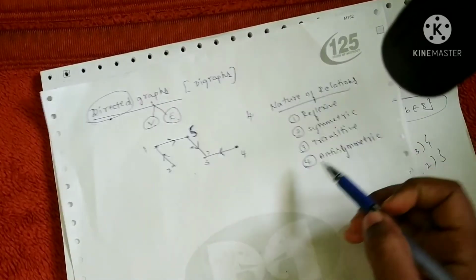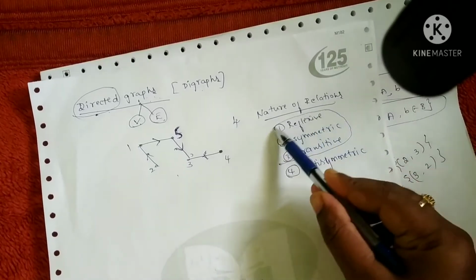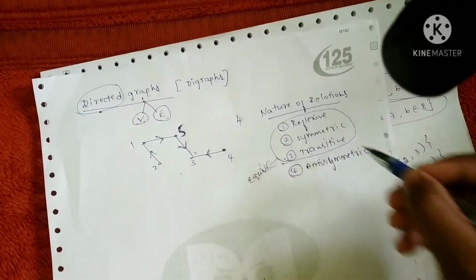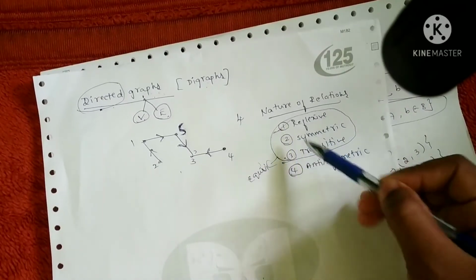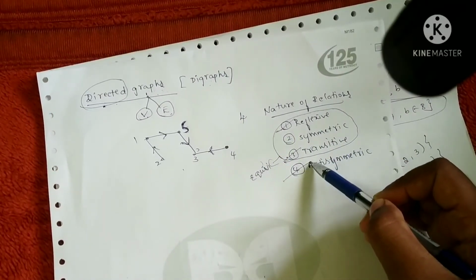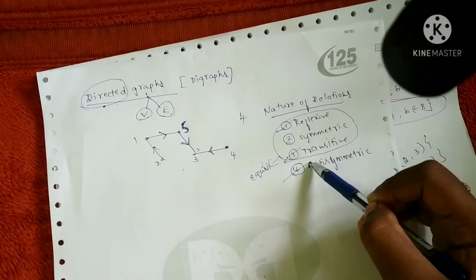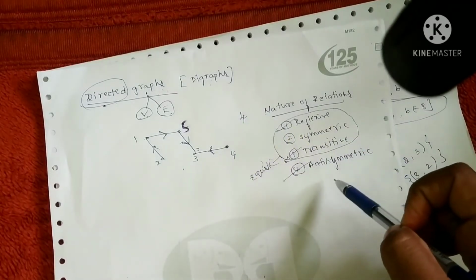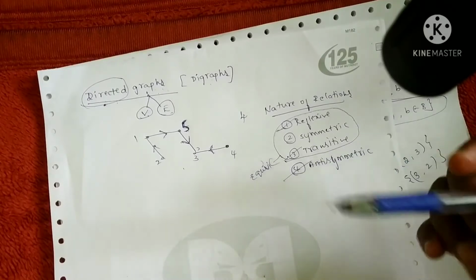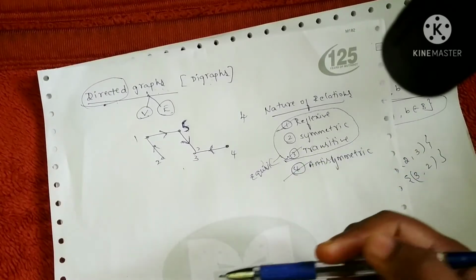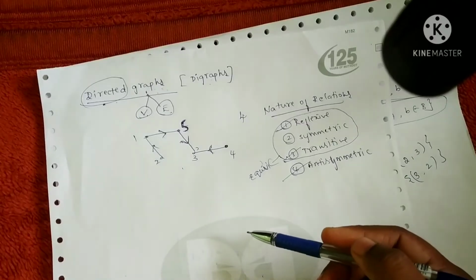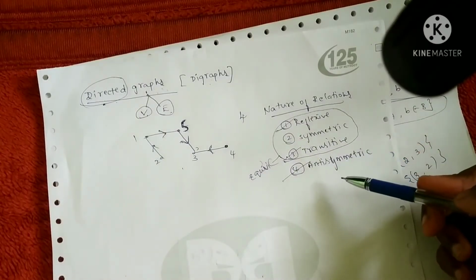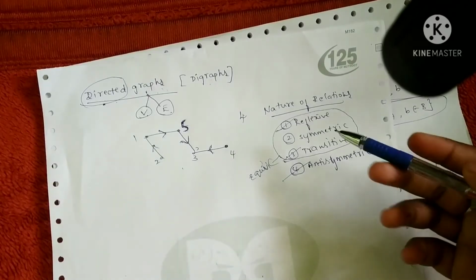Antisymmetric. As I already told you, if it satisfies the first 3 relations, we say that is an equivalence relation, right? If it satisfies the first condition, third condition and fourth condition, we say that it is a poset or partially ordered set. Now we can find the nature of the relation in 2 methods. First method is that, given a relation, we can construct a matrix and decide whether it is reflexive, symmetric, transitive or antisymmetric, and you already did this in the previous class.